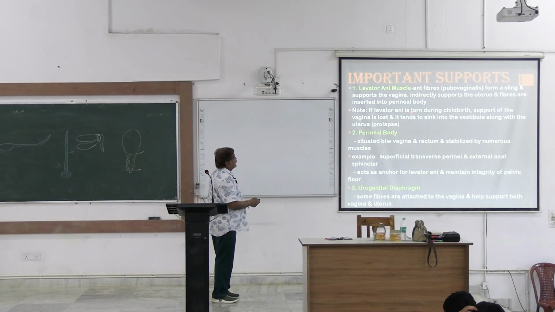Now note, if the levator ani is torn during childbirth, support of the vagina is lost, and it tends to sink into the vestibule along with uterine prolapse. Now, the perineal body is situated between the vagina and rectum and stabilized by numerous muscles. Examples: superficial transverse perineum and external anal sphincter. It acts as an anchor for levator ani and maintains integrity of the pelvic floor.